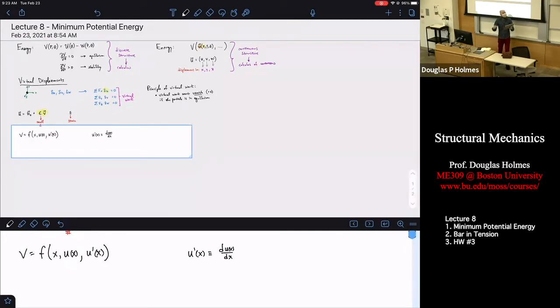Okay, so going back to what we did last class, we have the total potential energy. It depends on some stuff. In this case, it's the displacement field, the rate of change of the displacement field, and then just one cardinal direction, the x direction. We need to perturb this. We need to add a virtual displacement to our displacement fields and a virtual slope, if you will, to this thing here. So what does that look like?